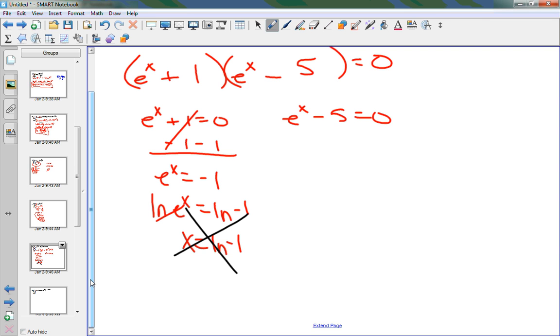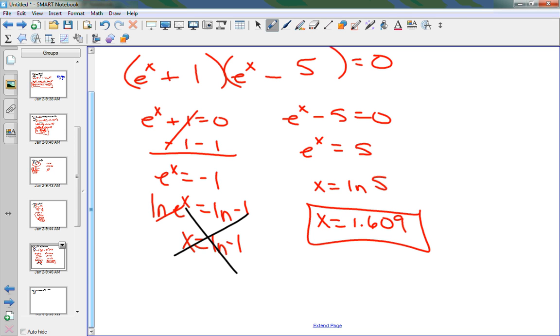Now what? E to the x is equal to 5. So x is equal to the natural log of 5. Is that possible? Yes. And what does it give you? 1.609. Do we understand? Yay or nay?